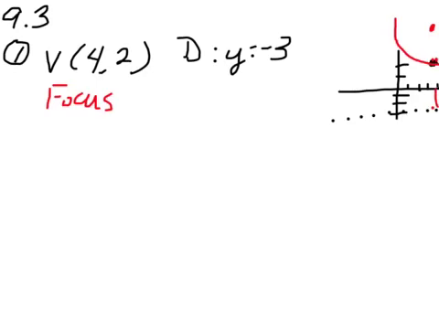So let's count. From here to here is 3 units because it's y = -3. And if I'm counting my y's from here to here, that's 2. So 3 and 2 make 5. That means my focus is going to be 5 units up from my vertex. Well, if my vertex is (4, 2) and I go up 5, that's adding 5 to the y value. That's going to be at (4, 7).